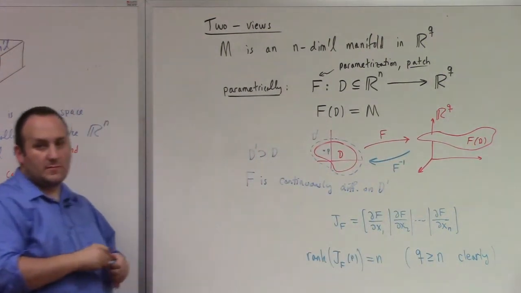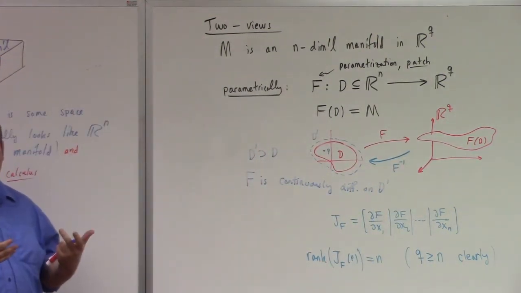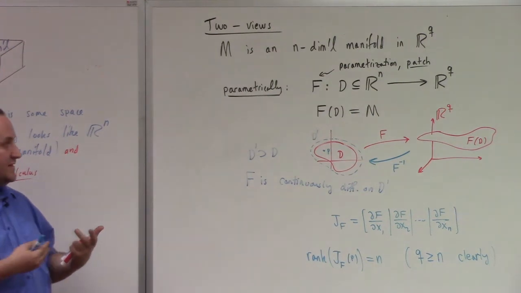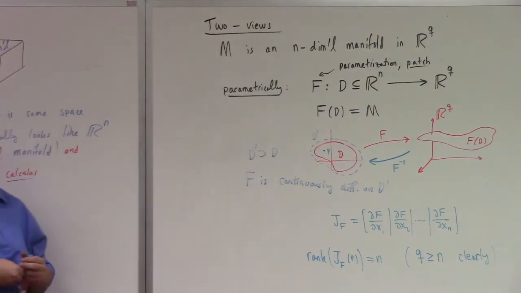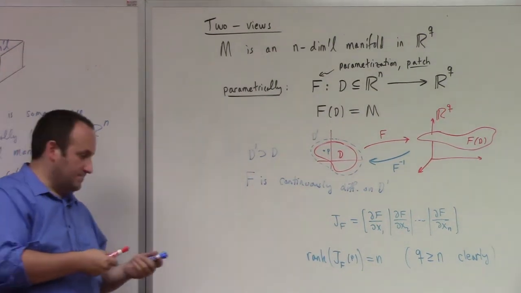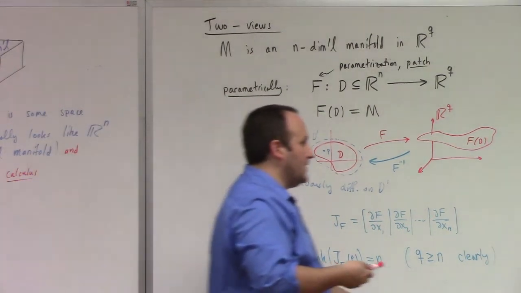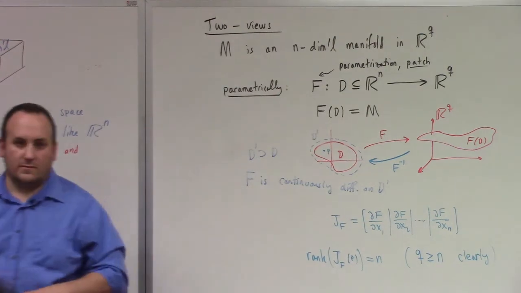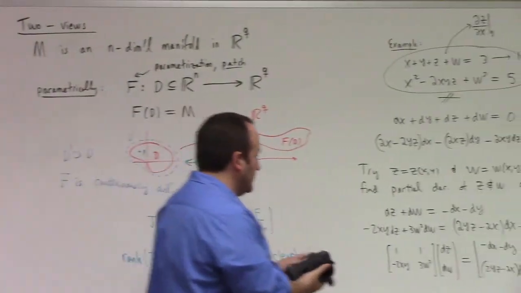Very good. So that is kind of a bare bones manifold in Rn. This is the parametric view of it. The other way to describe it would be what? What's the other way we could describe a manifold?